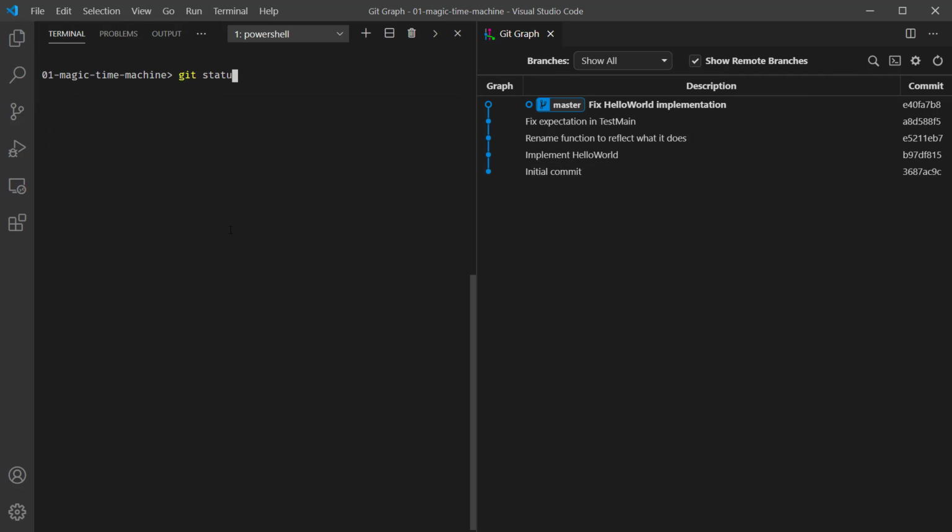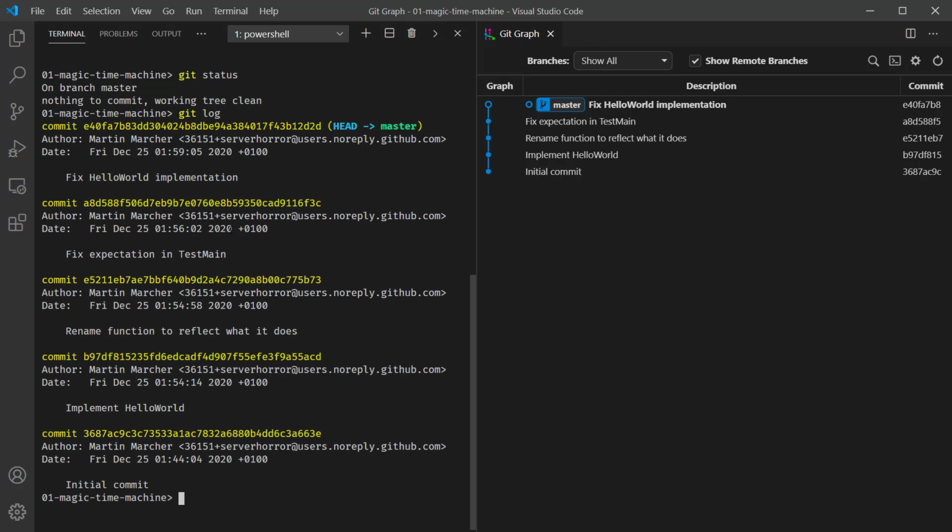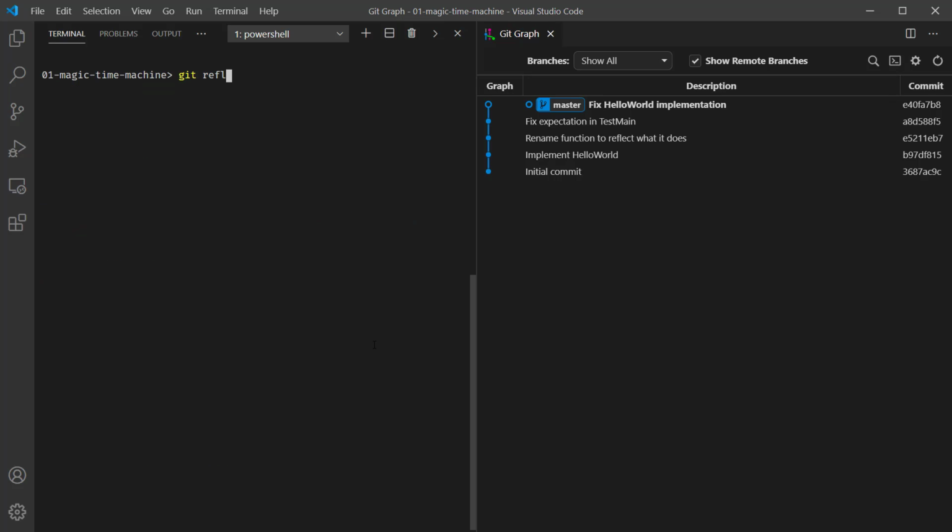You can check the status of your Git repository and take a look, but there is nothing. You can also take a look at the Git log. And also, there is nothing. Luckily, Git provides us with a Git ref log.